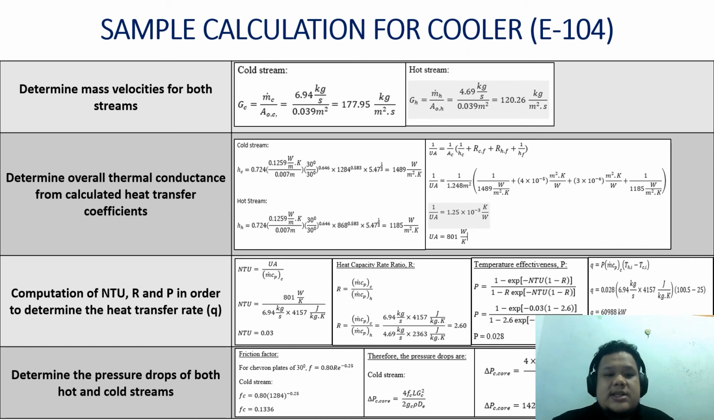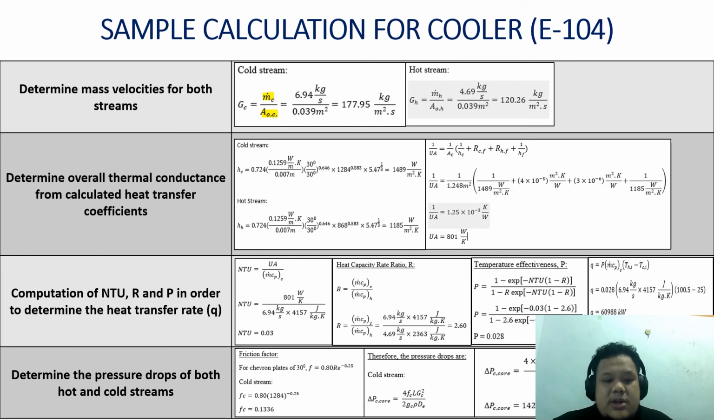Okay, so this is the simple calculation for cooler E104. First, you need to determine the mass velocities for both streams. For instance, in the cold stream, we can do that by dividing the mass flow rate of the cold stream by the total free flow area of the cold stream. And after doing so, we can go to the next section.